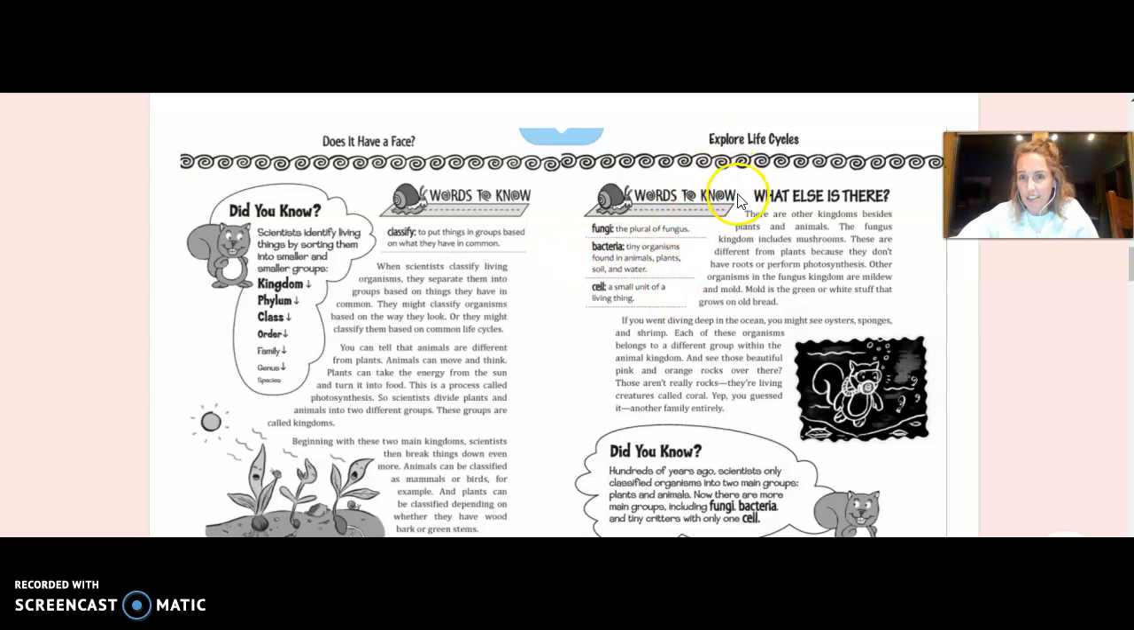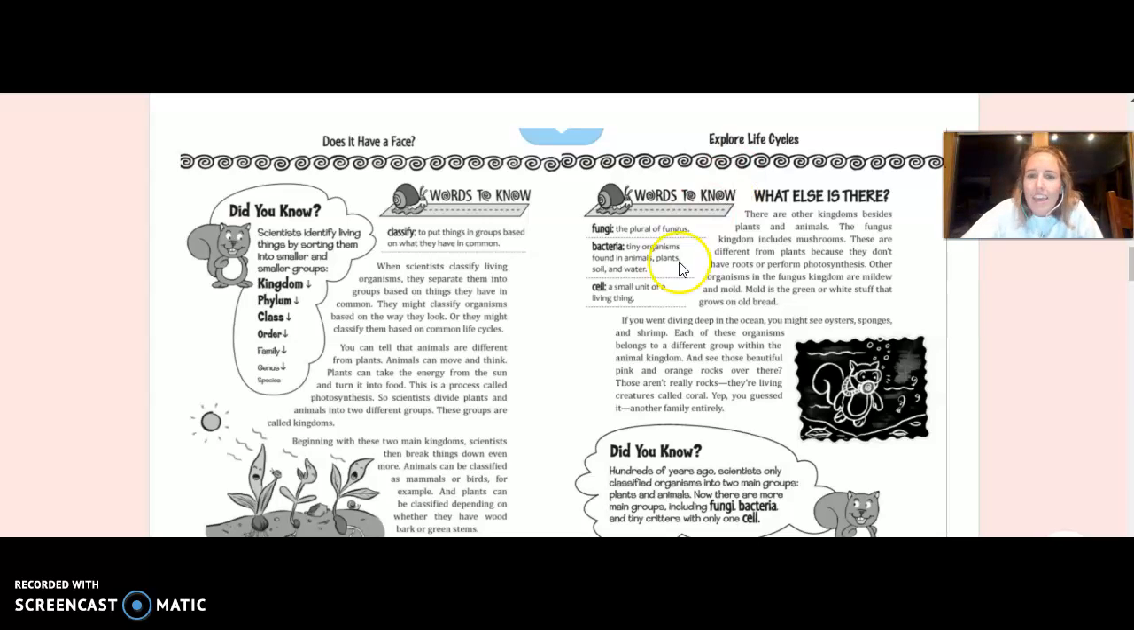What else is there? There are other kingdoms besides plants and animals. The fungus kingdom includes mushrooms. These are different from plants because they don't have roots or perform photosynthesis. Other organisms in the fungus kingdom are mildew and mold. Mold is the green or white stuff that grows on old bread.